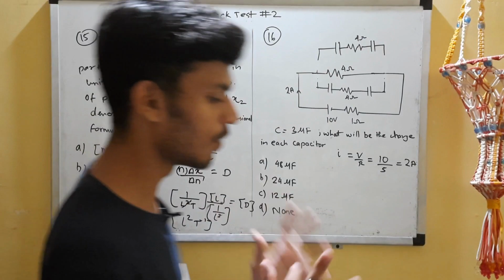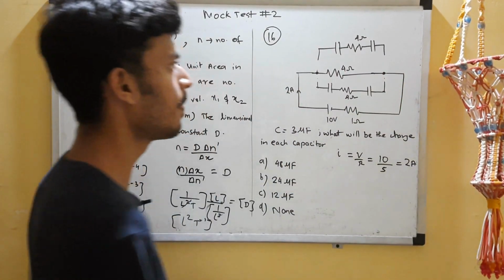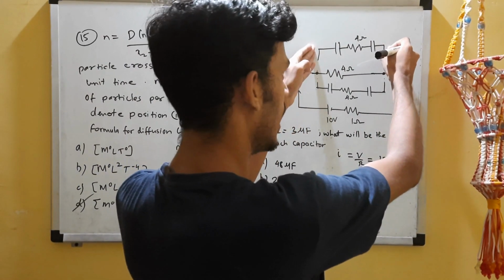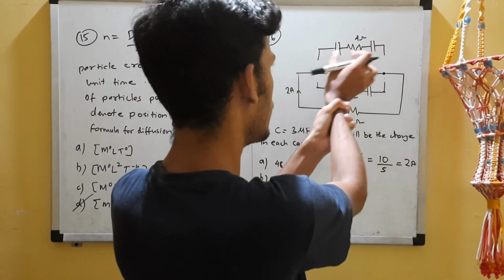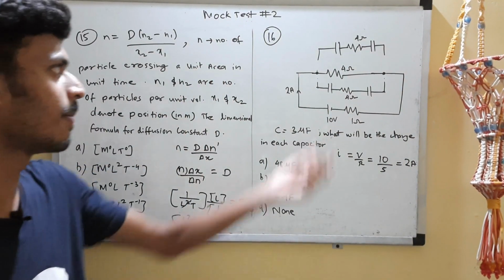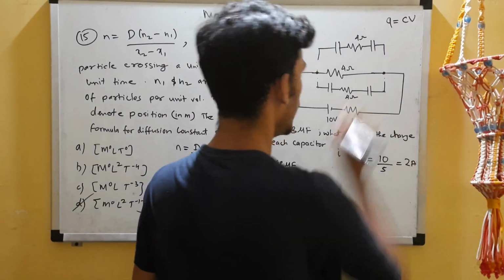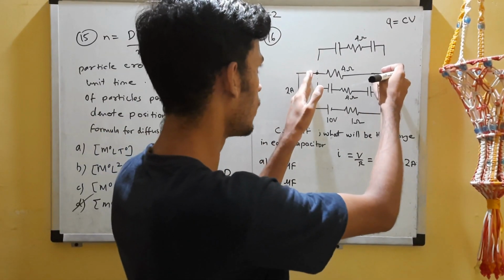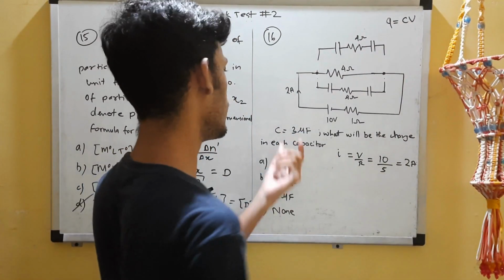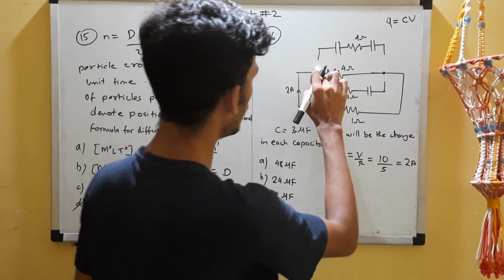My objective over here is to find the potential difference at these 2 points. That will be the same potential difference across these 2 points. I'll split that potential difference among these 2 capacitors, making it half because the capacity is the same, and then I'll use Q is equal to CV. C is given, V is something that I'm finding. So what will be the V over here?